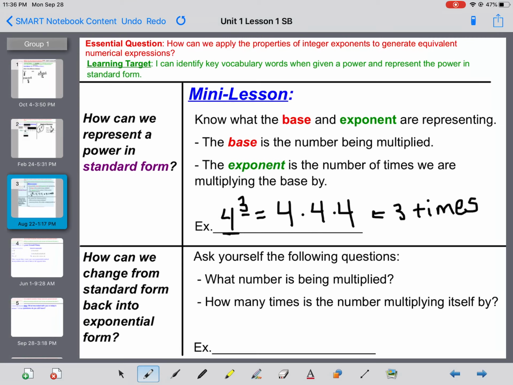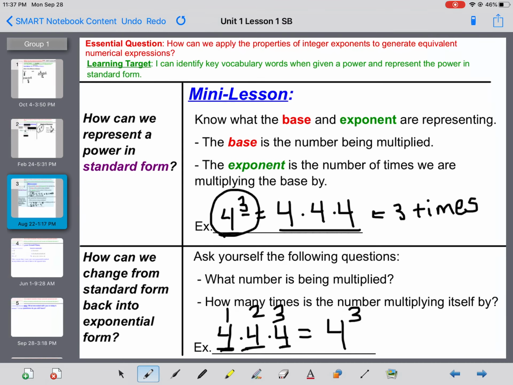If we were given 4 times 4 times 4, how do we turn that into exponential form? The questions we need to ask ourselves are, what number is being multiplied? We see that the number 4 is multiplying by itself, so our base is going to be 4. How many times is the number 4 being multiplied? 1, 2, 3 times. So 3 is our exponent, and that's how we get 4 raised to the 3rd power.